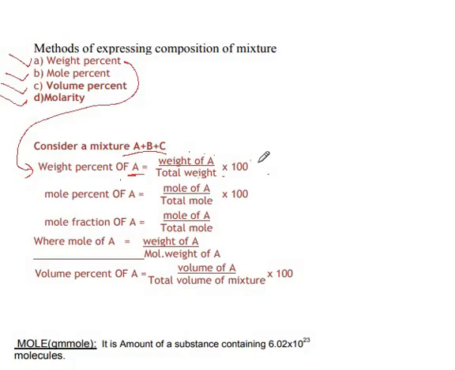Another method is called mole percent. And mole percent means what? Mole percent of A means moles of A divided by total moles into 100. Similarly, for volume percent, what can you write? Volume of A divided by total volume into 100. So like this, you can find out the percentage composition of different compounds in the mixture.